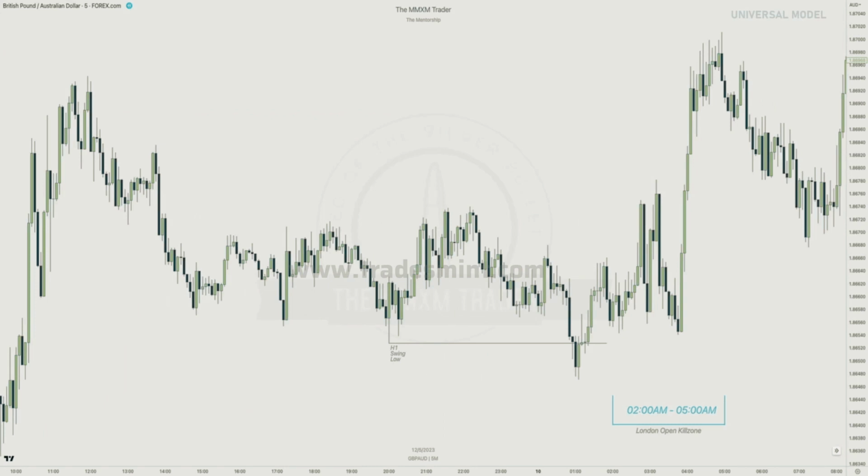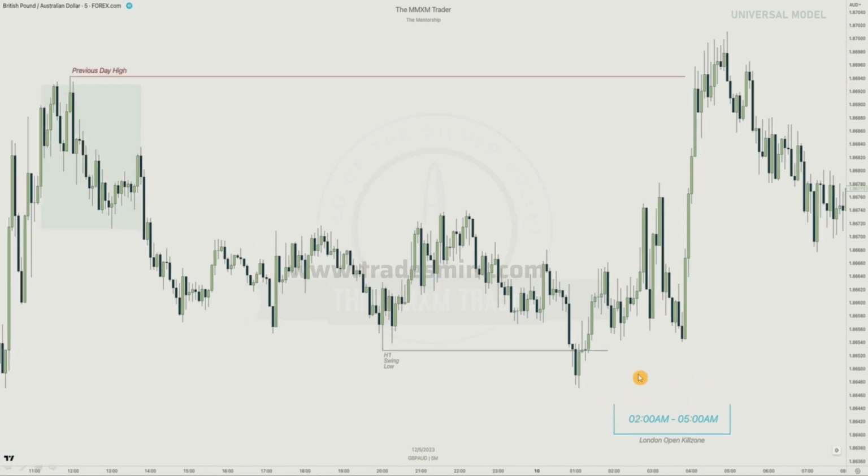So we wait for that intermediate term perspective purge, right? That 1 hour swing low purge. It happens down here. We wait for time, right? London kill zone, 2 a.m. to 5 a.m. What is our drawn liquidity? We are waiting for this 5-minute market maker buy model to go into buy side of the curve, right?